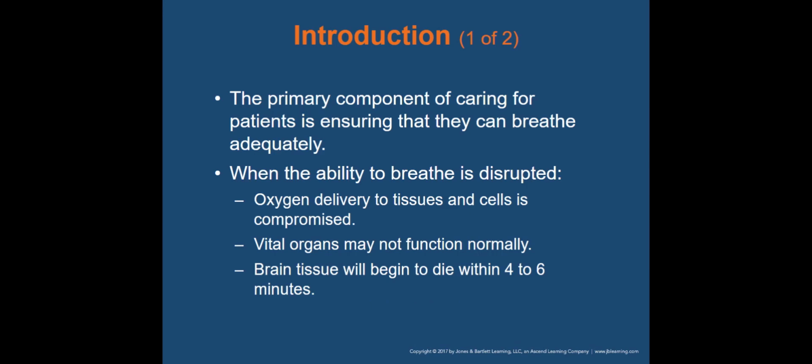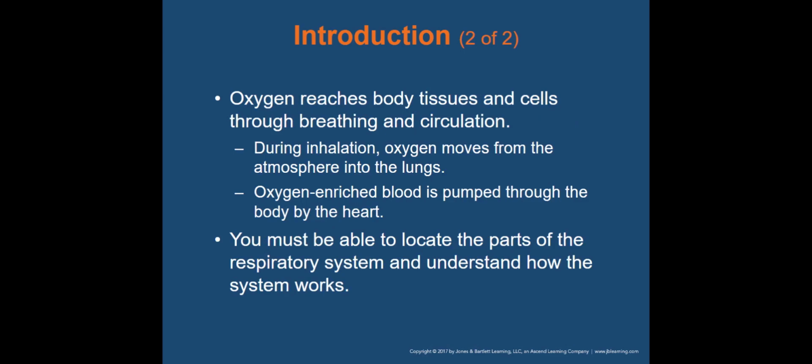The single most important step we have in caring for patients is to address life threats, and a primary component of that step is making sure they can breathe adequately. When the ability to breathe is disrupted, oxygen delivery to tissues and cells is compromised. Cells require a constant supply of oxygen to survive. Some of them require more continuous supply of oxygen. Some of them can do a little while without some oxygen. Within seconds of being deprived of oxygen, vital organs like your heart and the brain will stop functioning normally. Brain tissue, for example, will begin to die within 4 to 6 minutes without oxygen.